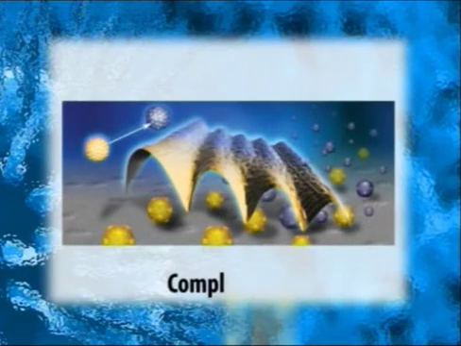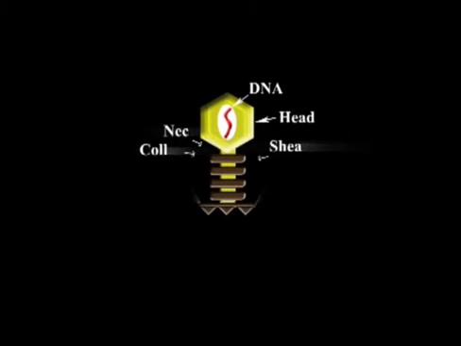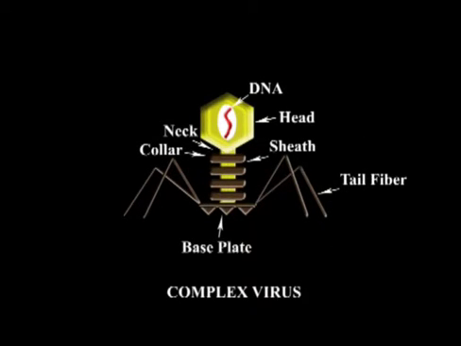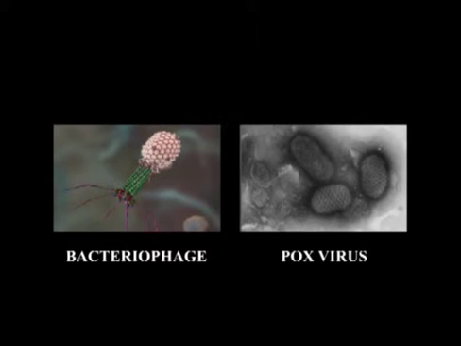So far as the complex types of viruses are concerned, these are the viruses that are assembled from parts that are synthesized separately. That means head, tail, or the capsomers come from different parts and they do not fit either into the helical or into the icosahedral symmetry, and as such are called complex in their morphology. Bacteriophages or pox viruses are the best examples of complex viruses.